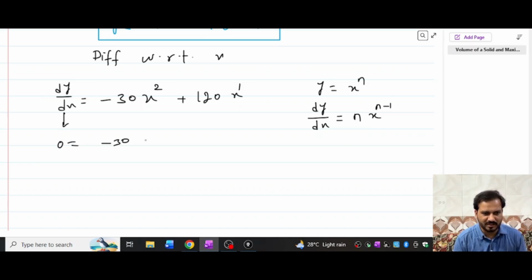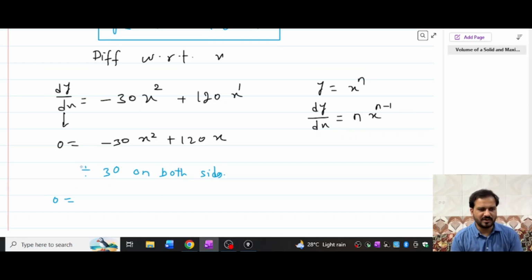It becomes negative 30 x square plus 120x. The right hand side is divisible by 30. Therefore, we will divide it by 30 on both sides. Left hand side is 0, therefore 0 over 30 will be 0. And the right hand side will be negative x square only. And when we divide the last term, 120 divided by 30, this is equal to 4, so it will be 4x only.